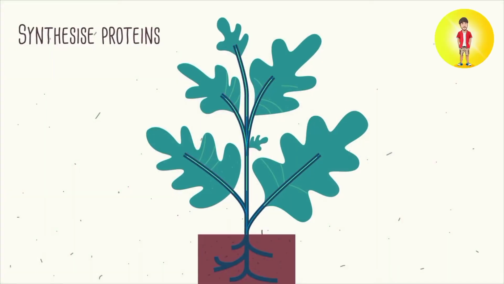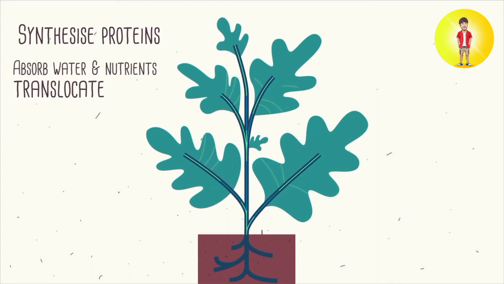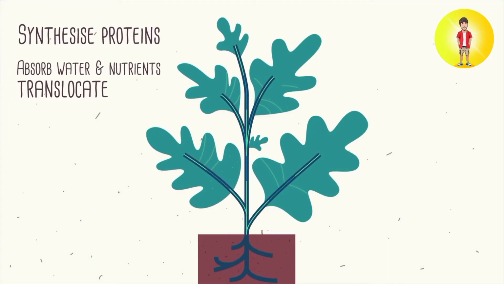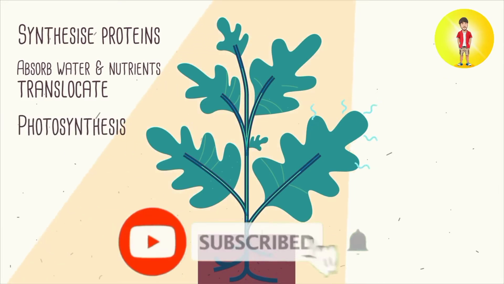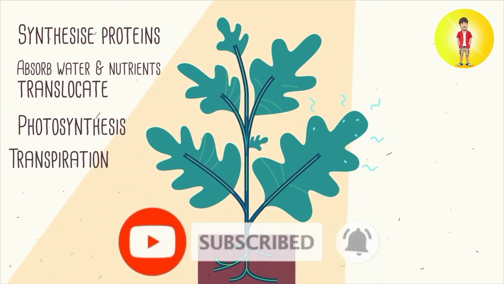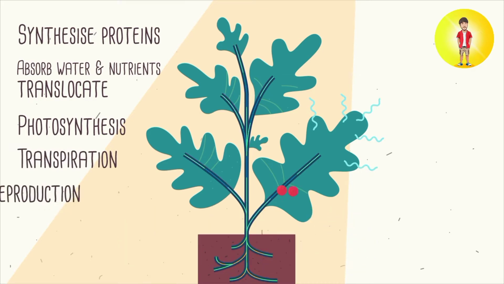Plants can synthesize proteins in order to grow, absorb water and nutrients and translocate them to where they are needed, perform photosynthesis and lose byproducts through the roots and through transpiration, and reproduce in order to bear fruit or seeds.